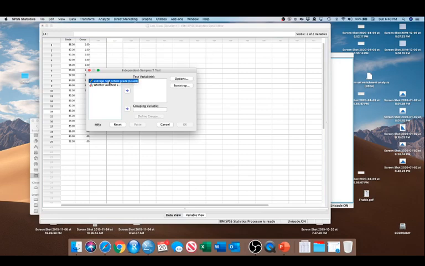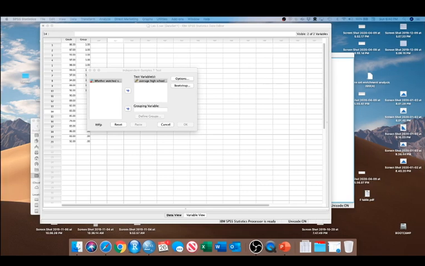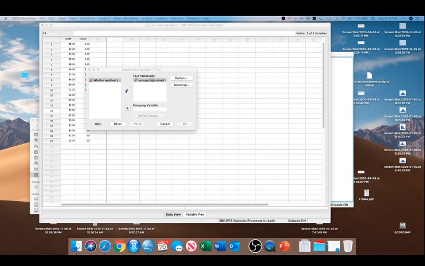So the test variable, which is our dependent variable, that is average high school grade. So what we're doing is we have these students in two different groups, and we want to compare their grades. So that's our test variable, is average high school grade. And then our grouping variable is whether they watch Sesame Street or not.